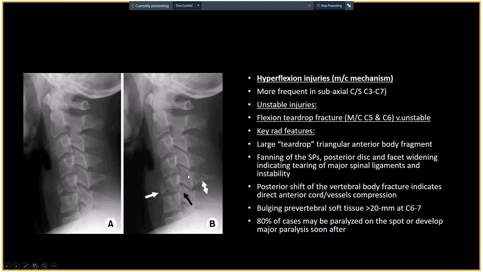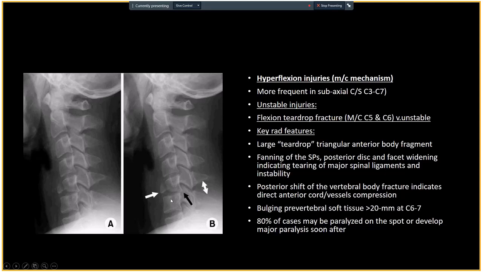And the mechanism is usually hyperflexion, usually a car accident or perhaps falls, or some sort of significant flexion injury, such as when the patient falls or dives into shallow water. So, radiographic features: you typically observe a large osseous fragment, hence the name teardrop, usually a triangular, tear-shaped fragment.